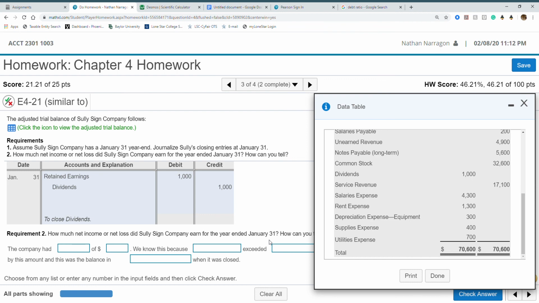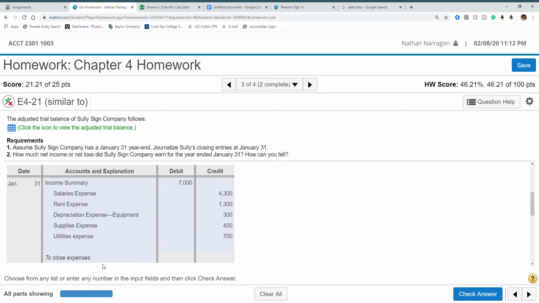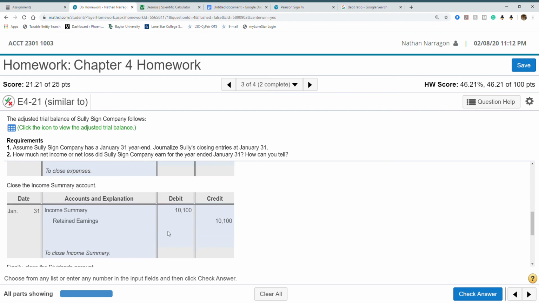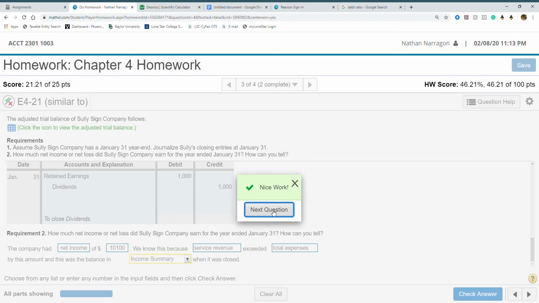So, how much net income or net loss did Sully Company earn? This we don't need anymore. So, we can find out that this one had a net income, again, of 10,100. We know this because, again, service revenue exceeded total expense by this amount, balanced in income summary when it's closed. Okay, and that's it for question number 3 out of 4.